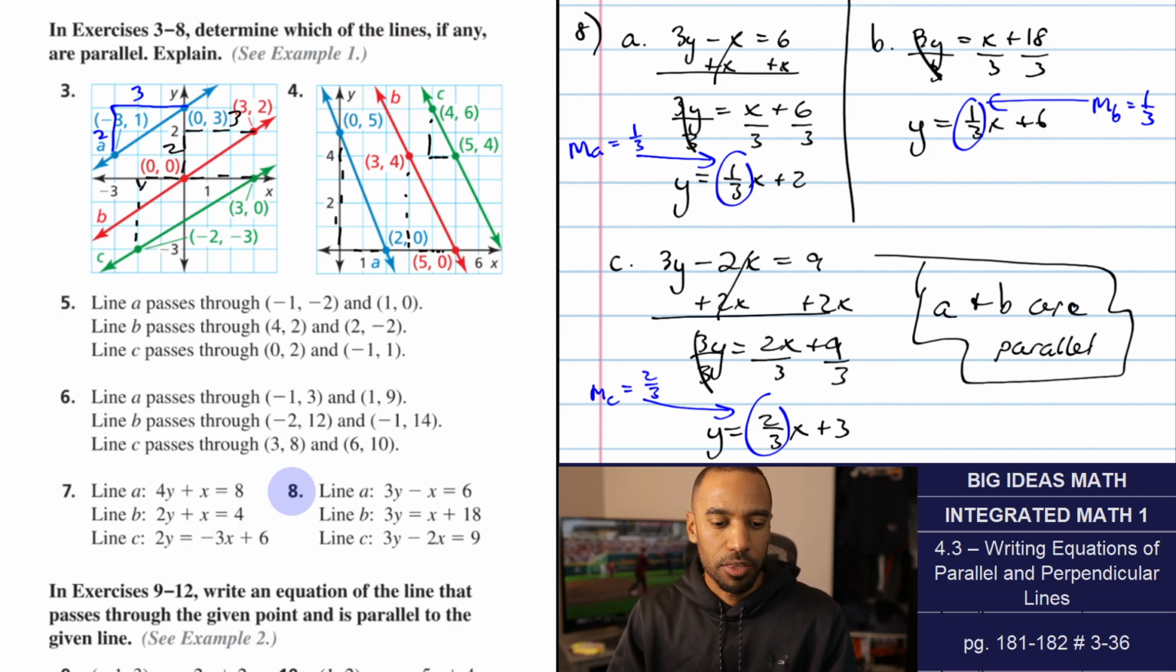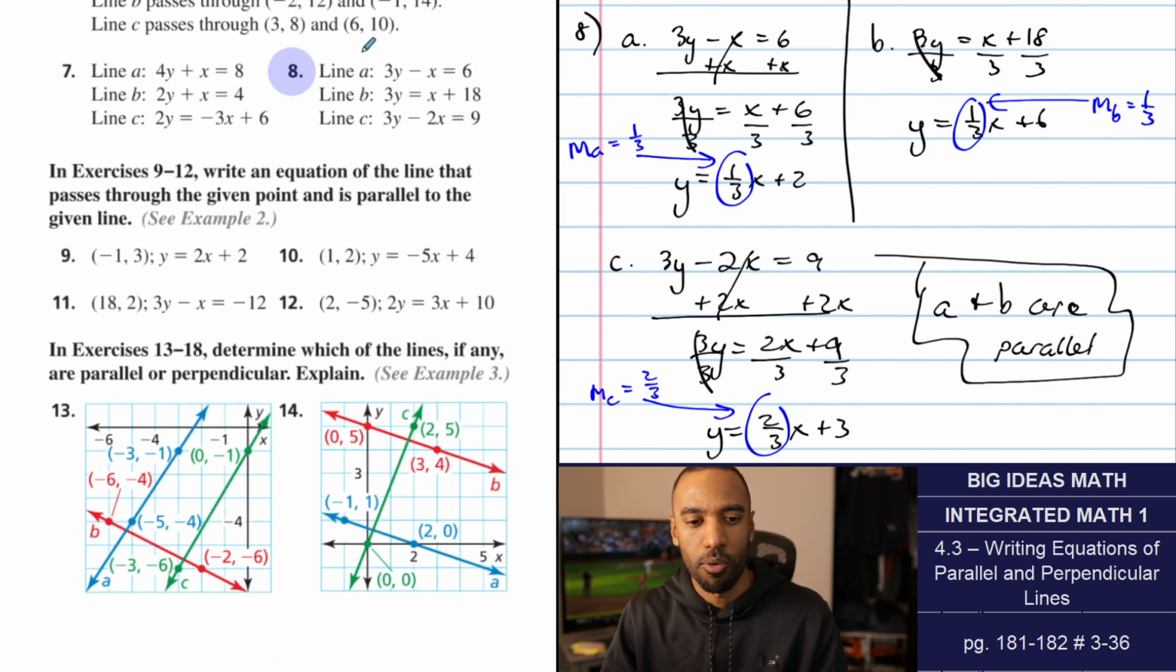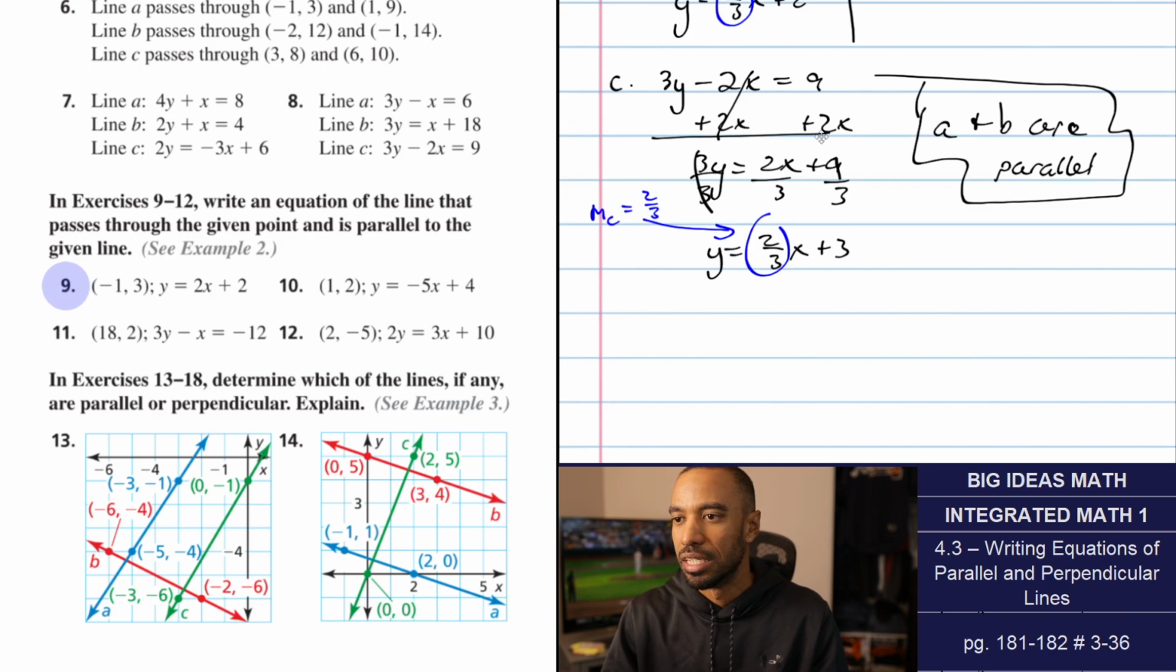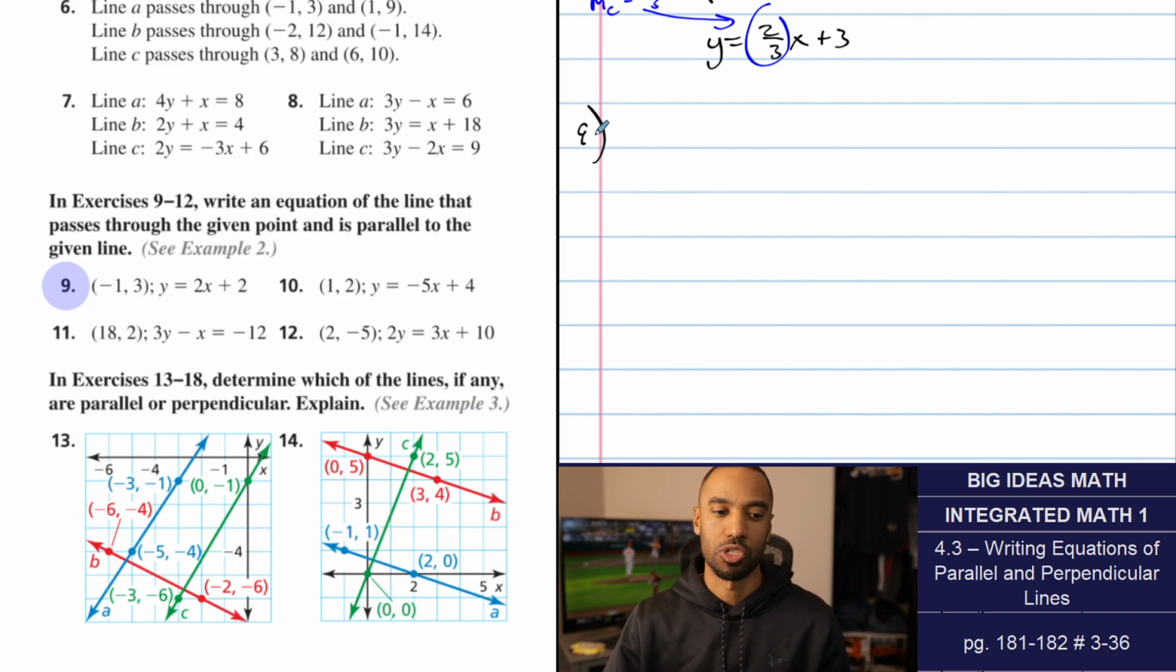Okay, 9 through 12, we're going to write an equation of the line that passes through the given point and is parallel to the given line. Now, they did have something in example 2 for us to refer back to if we need to. And example 2 did reveal the brand new way that you can write an equation in slope-intercept form instead of getting it into point-slope form first. So I'm going to show you that.